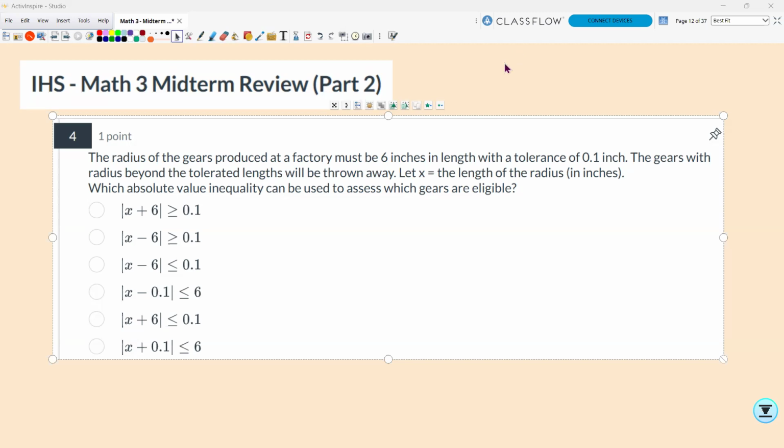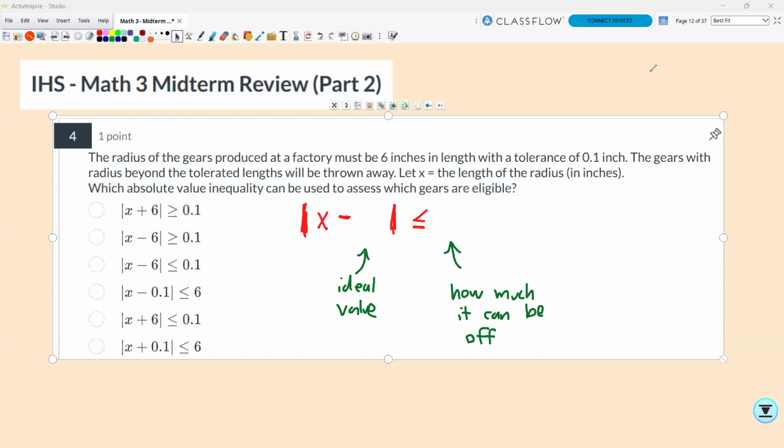These always get set up the same way. It'll always be absolute value, and you'll follow it with your variable first minus. It's always going to be a subtraction. So we can rule out anything with the plus sign. Then the number after the minus sign is always going to be the ideal value. In this case, the radius of the gears produced at a factory must be 6 inches. So that's the number we want right here.